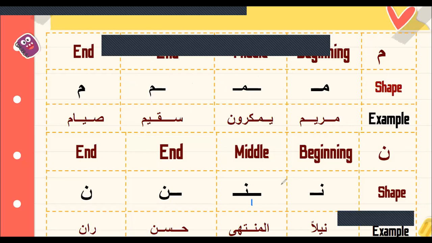Is this a noon or a dal? If we return back to our last lesson, we will know that if it is a dal, it would have a gap after. So this is a noon because what? Because it is joining to the letter which is coming after. If this was a dal, it would have been like this with a space after. Okay, but this one joined is a noon.